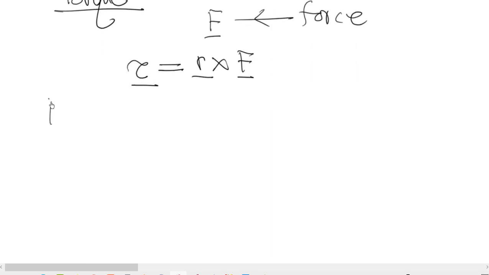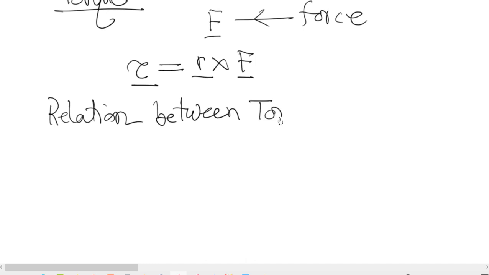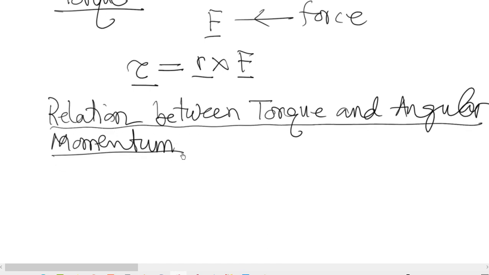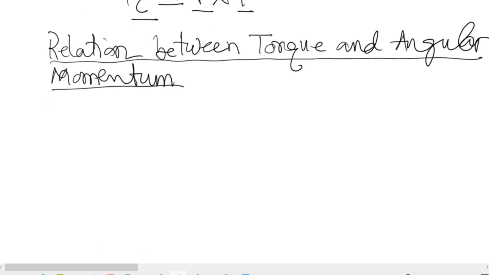Now we discuss the relation between torque and angular momentum. To find this relation, first we note that we have the angular momentum small l equal to r cross p, and tau equal to r cross F.